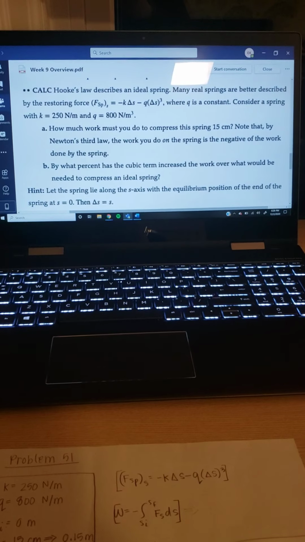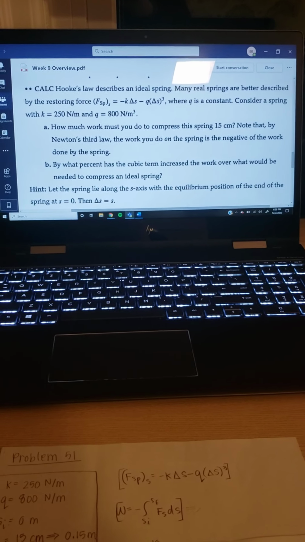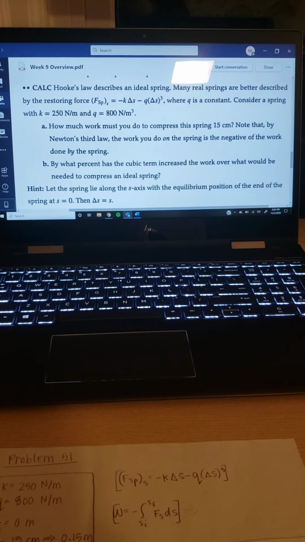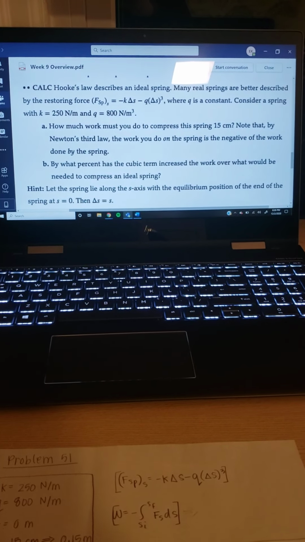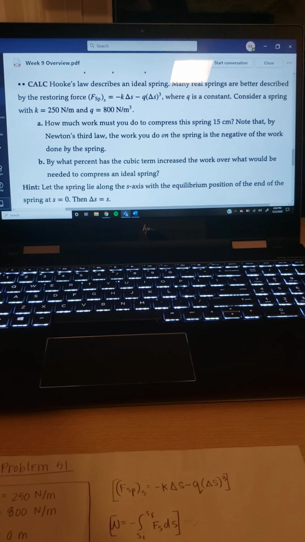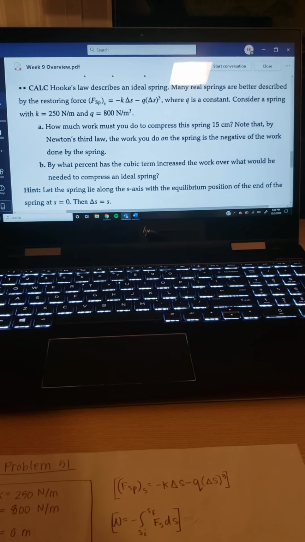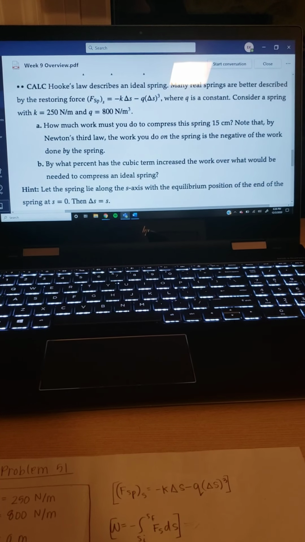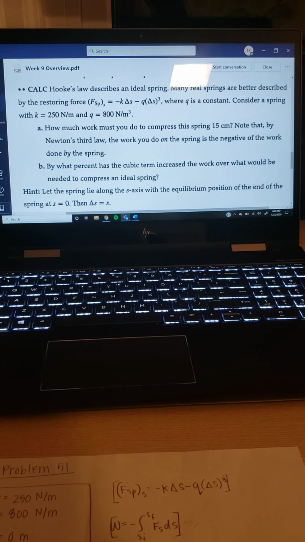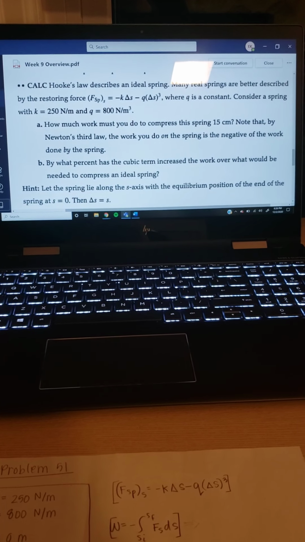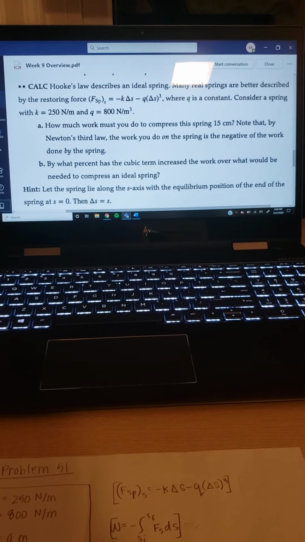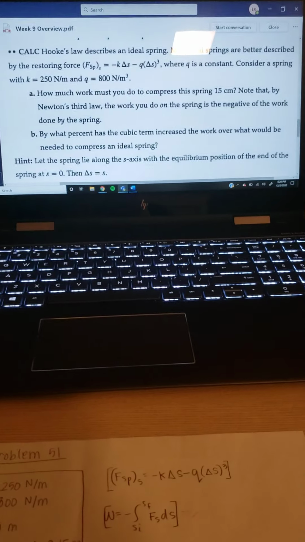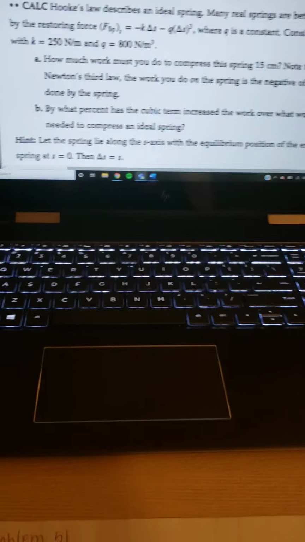So for part A, they want to know how much work must you do to compress this spring 15 centimeters. Note that by Newton's third law, the work you do on the spring is the negative of the work done by the spring. For part B, they want to know what percent the cubic term has increased the work over what would be needed to compress an ideal spring. They gave us a little hint saying, let the spring lie along the s-axis with the equilibrium position of the end of the spring at s equals 0, then the change in s equals s.